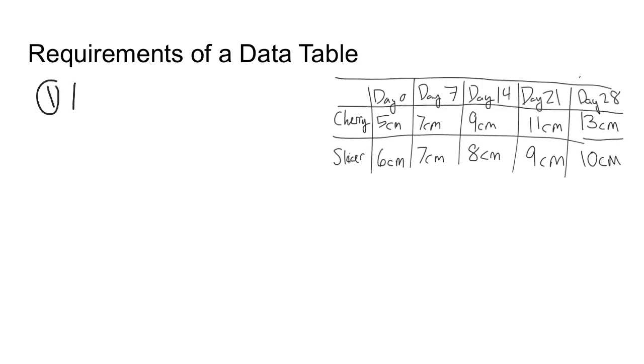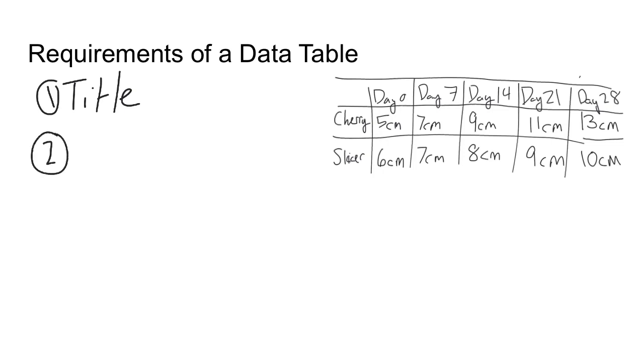So the first thing that we always need to have is a title in our data table. We should be talking about the variables that were changed or measured, the independent and dependent. We should be talking about, in this case, the cherry tomatoes and the slicer, or that this is a change over time and that we're measuring in centimeters and we're measuring the height. But some sort of title that describes the experiment that was done.